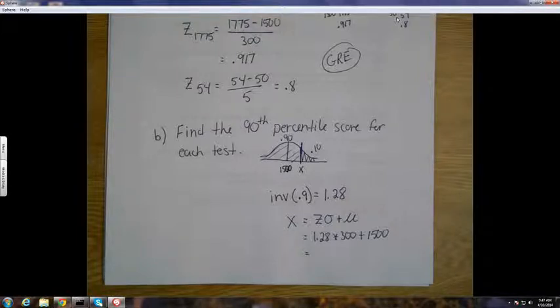One second. Write the homework down. 5-3. Oh, 1884. Didn't do that, okay.